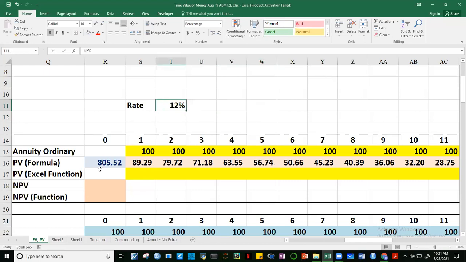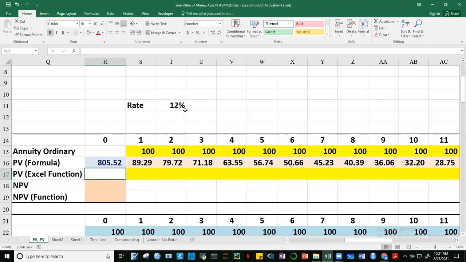Pag 12% yung rate, guys, ang present value natin 805. So anong answer doon? Indifferent tayo sa 805.52 at saka yung 100. Okay? Pero kung 942 to, 942 tapos at 12%, syempre pipiliin natin, guys, yung 942. Of course, kasi mas mataas yung 942 kaysa 805. You get my guys? You get the explanation.